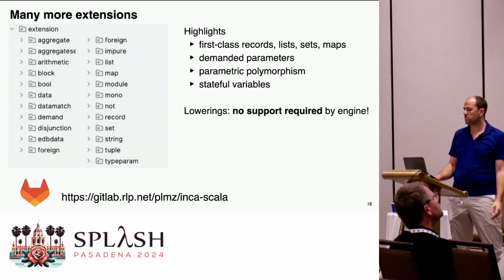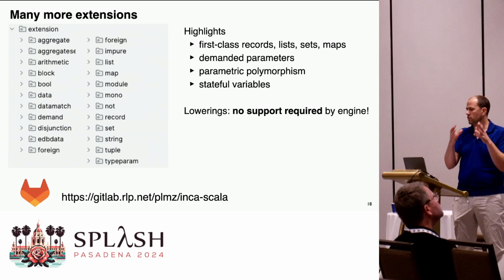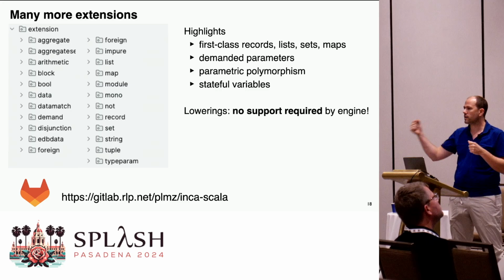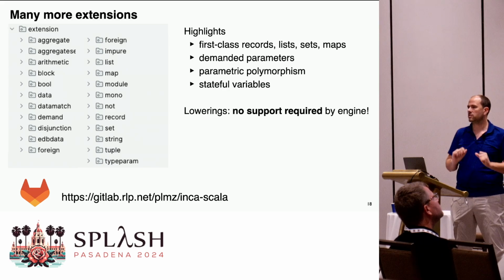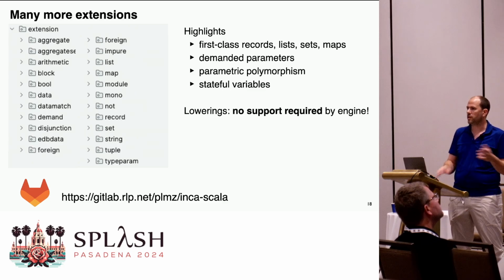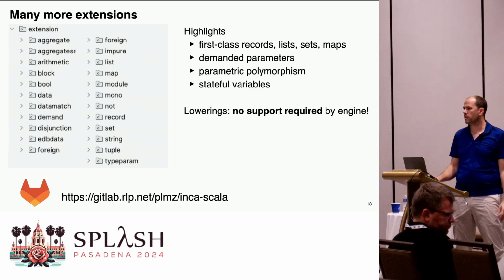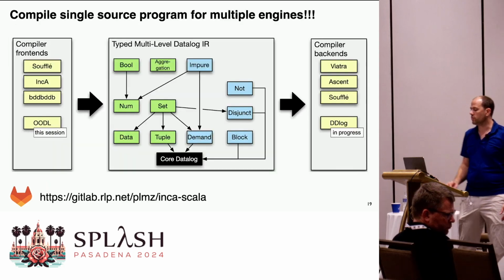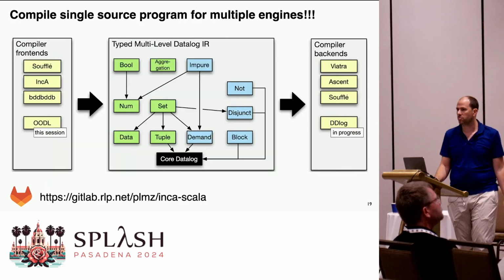Parametric polymorphism, stateful variables, and all of these extensions, a lot of them actually need to use the polarities very smartly to have the static semantics be precise. And so what you get by using all of this is this typed multi-level IR. And this is really cool because it allows us to do something that wasn't possible before.